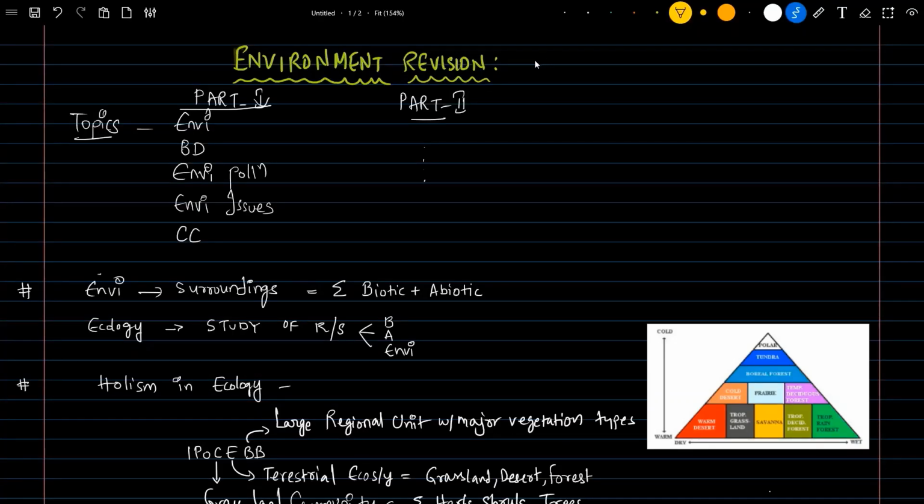Hello all, we'll be revising the whole environment. So we'll be dividing it into two parts. In the first part, we'll be talking about the basics of environment, and the next topic is biodiversity, then environmental pollution, then environmental issues, then climate change. Initially, let's talk about environment.